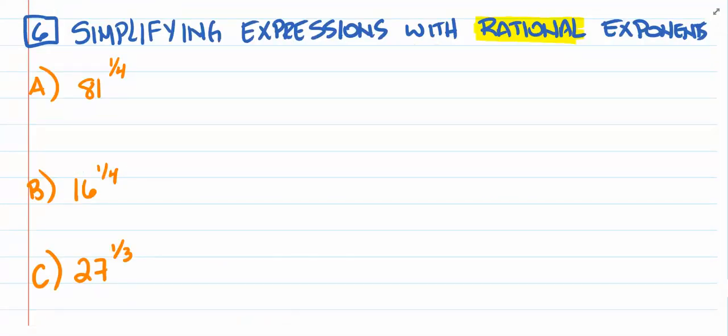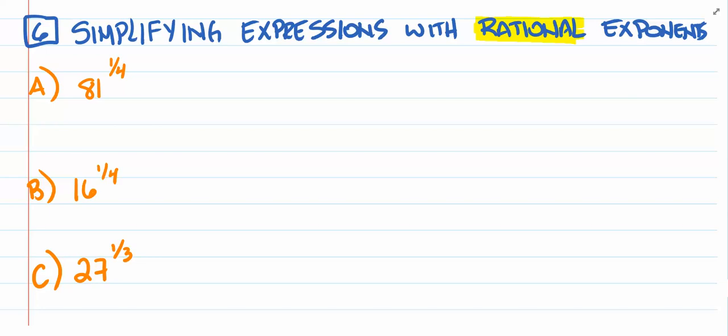Okay, box number 6 is probably the most tricky of all the boxes in this lesson. We want to simplify expressions with rational exponents. That means that the exponents are going to be fractions. Yes, fractions. That's okay. Let me tell you what this means.